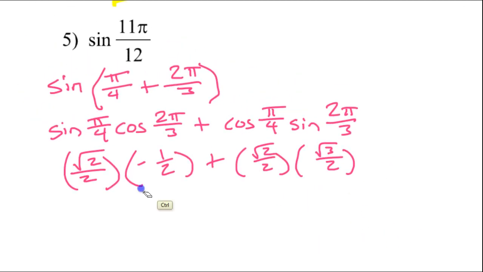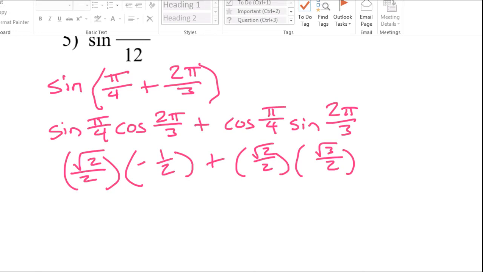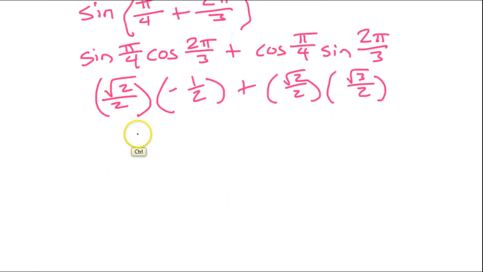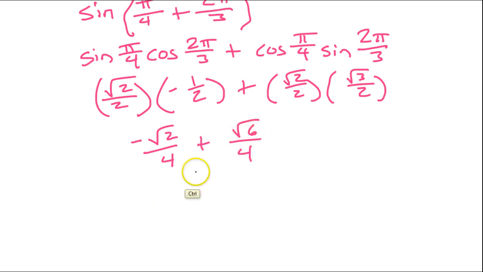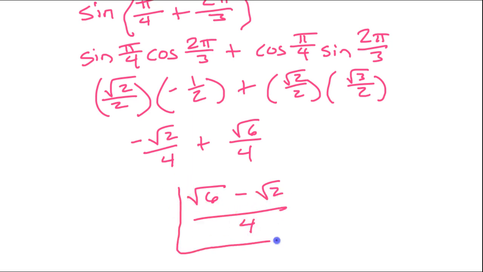Okay, so now I can go ahead and finish solving the problem. So this is going to be negative radical 2 over 4 plus radical 6 over 4. So when I put these together, I will probably write it as radical 6 minus radical 2 over 4. I just think that's a little bit cleaner than having negative radical 2 plus radical 6. I like this better.